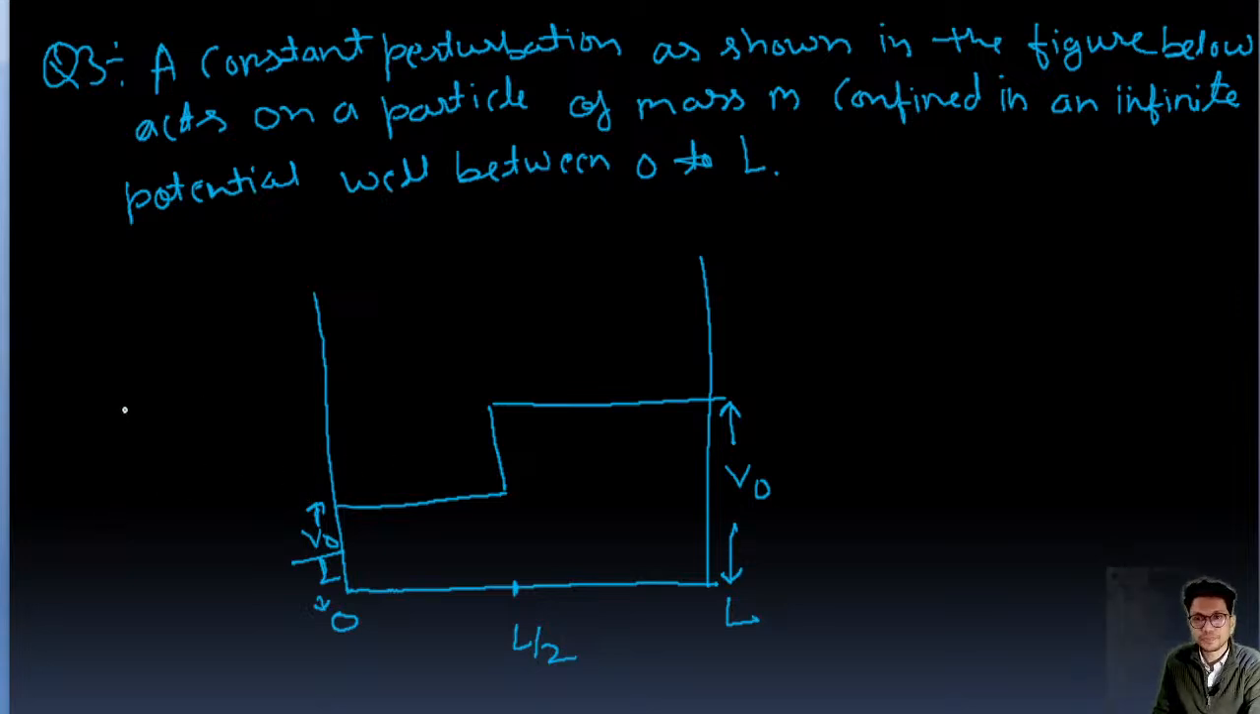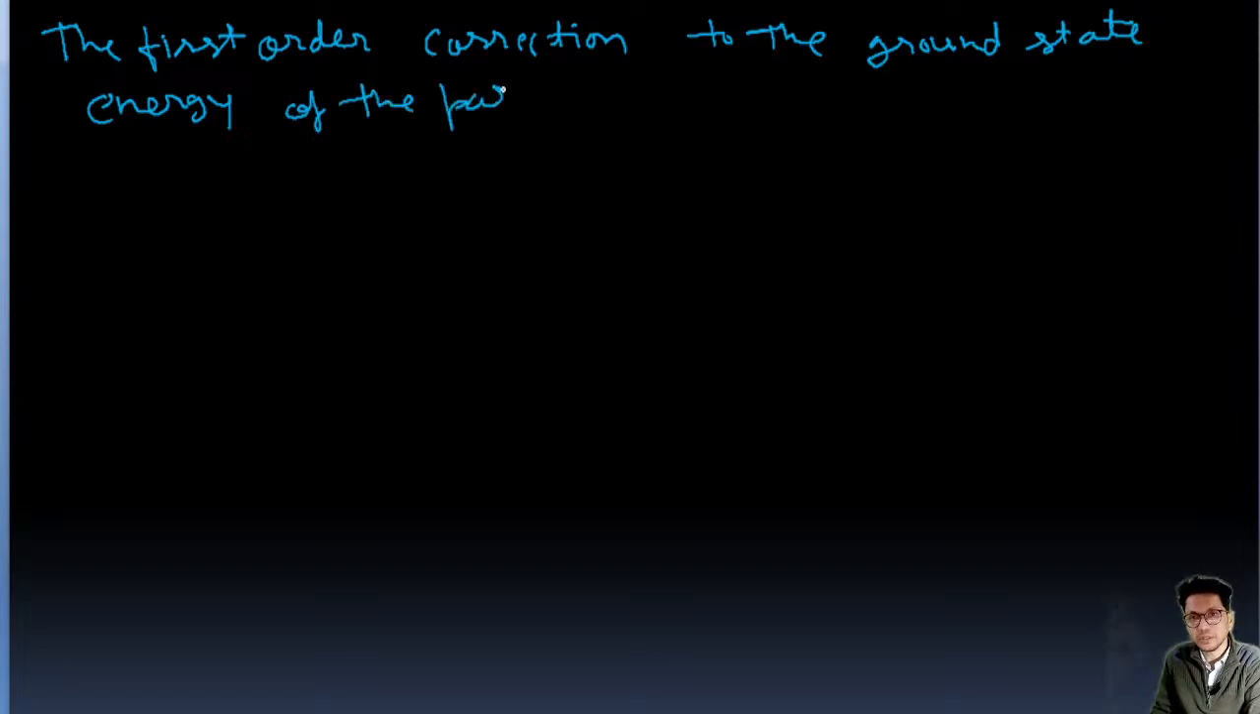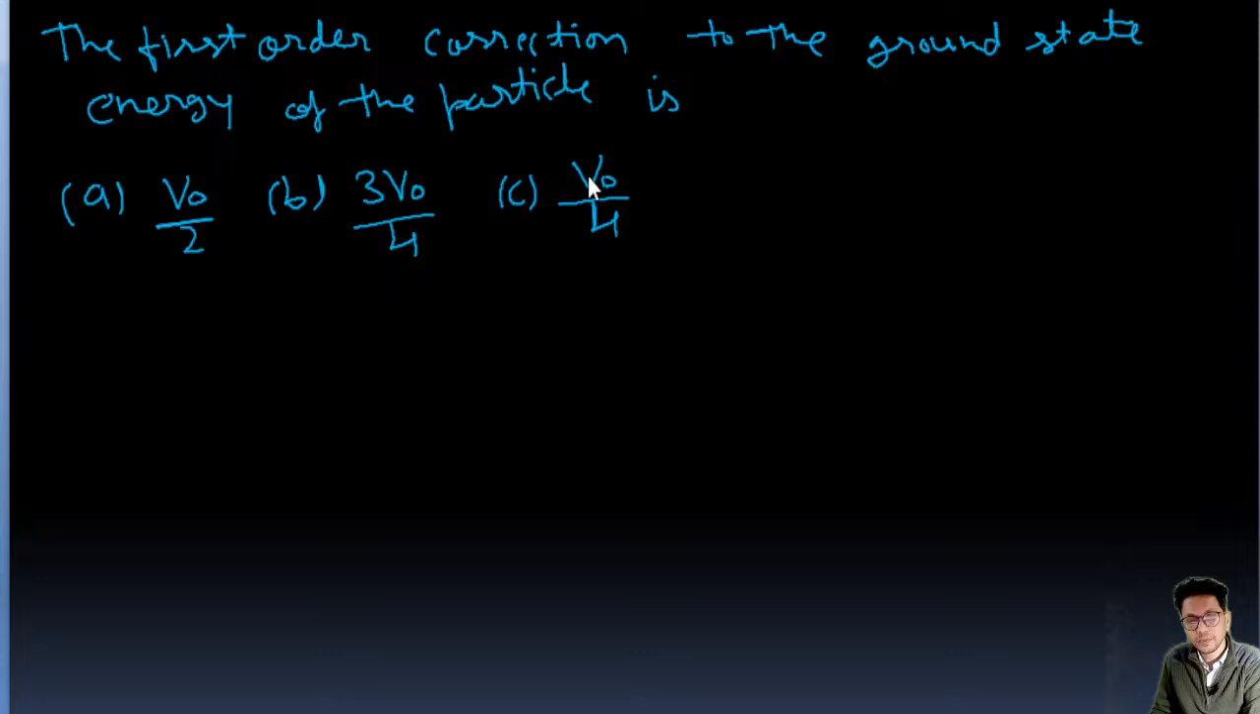Okay, so this is given, and then the first order correction to the ground state energy of a particle is, options are: option A is V0 by 2, option B is 3 V0 by 4, option C is V0 by 4, and option D is 3 V0 by 2, okay.